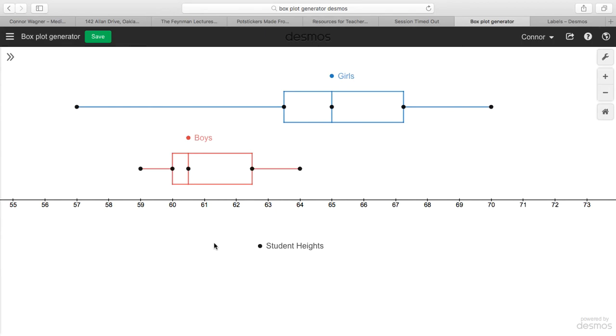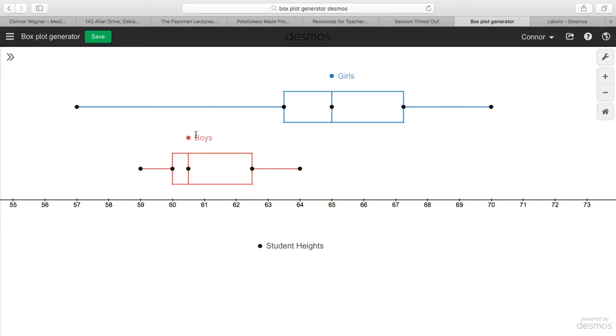A box and whisker plot, we have no idea from this how many boys were surveyed. We have no idea how many girls. All we know is that 25% of them are in here, 25% in here, 25% here. But we don't know, is that 25% out of 100 girls that were asked? Is that 25% out of 12 girls that were asked?